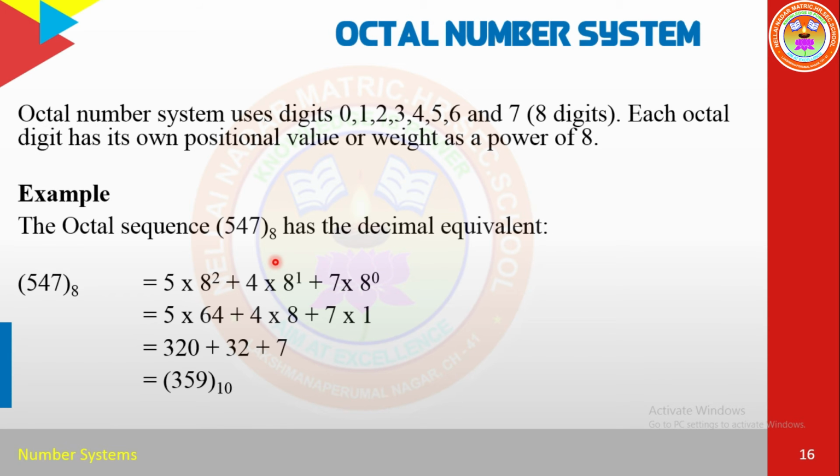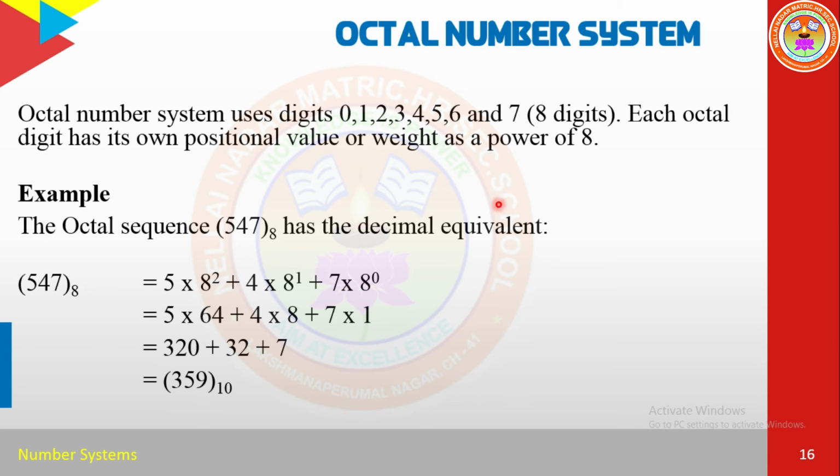So what is octal? The octal number system uses the digits 0 up to 7, totally 8 digits. So the base value of octal is 8. So 0, 1, 2, 3, 4, 5, 6 and 7. Starting number 0 ends with 7. In between these numbers, any number coming along with the base value 8 will be called the octal number system.